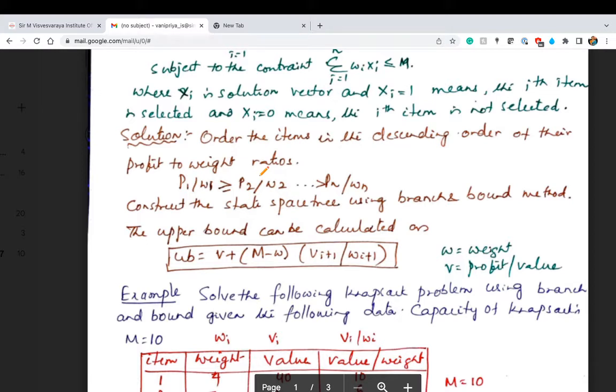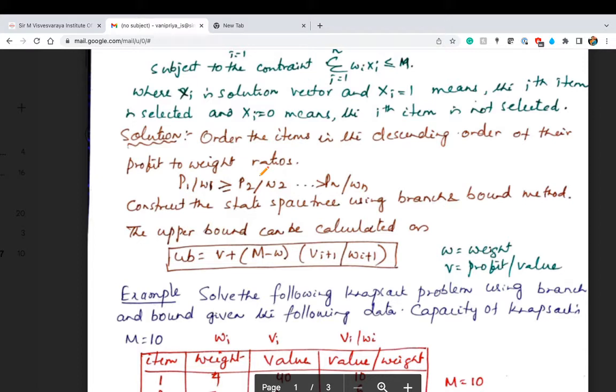As we are solving this problem under branch and bound, you need to find the upper bound because it's a maximization problem. We are going to maximize the profit, so you need to find the upper bound. The problem which we had seen earlier was a lower bound problem, but this will be an upper bound problem.